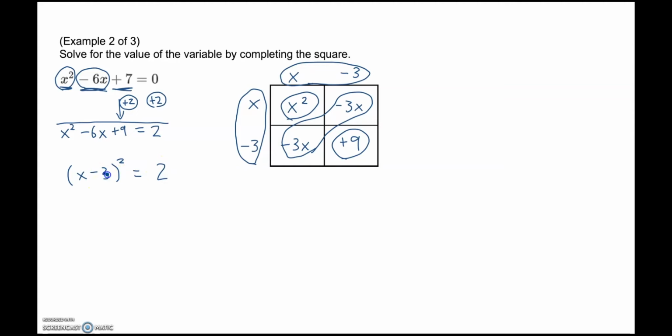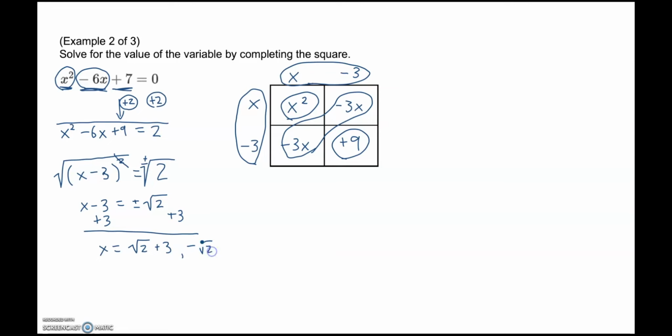Okay, you see how we got that? Now our next step would be to get rid of this square term. So let's square root it. The square and the square root cancel out, leaving us with, this should be plus and minus, the square root of 2. X minus 3 is equal to plus or minus the square root of 2. Okay? We're going to add 3 to both sides. That's going to leave us with x is equal to positive square root of 2 plus 3, as well as negative square root of 2 plus 3. Okay? 2 answers here.